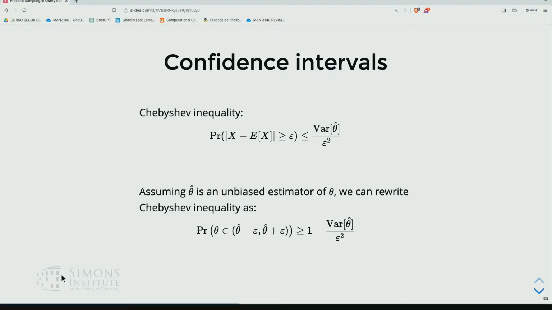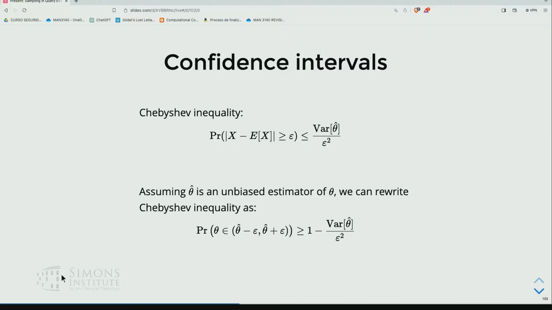You are saying that the probability that theta is in between theta hat minus epsilon and theta hat plus epsilon is greater or equal than 1 minus the variance of theta hat divided by epsilon squared, right? So if you want this probability to be large, you need this value of the variance to be small. This is just a simple observation, but this is what you usually want in practice. You want estimators with a small variance.